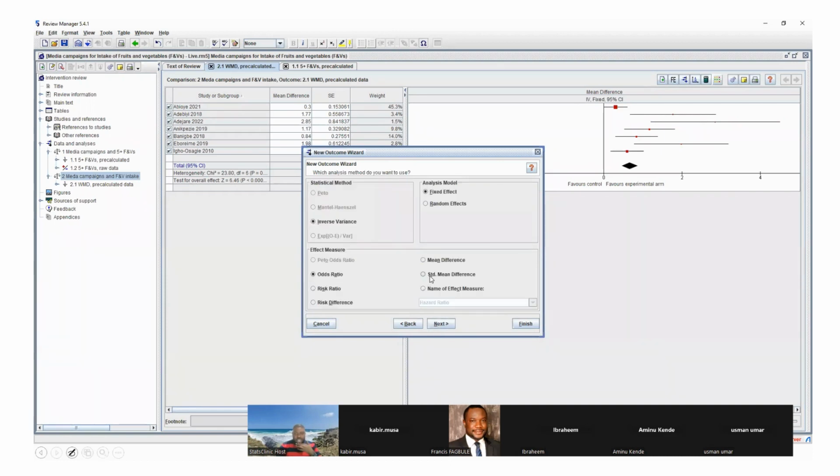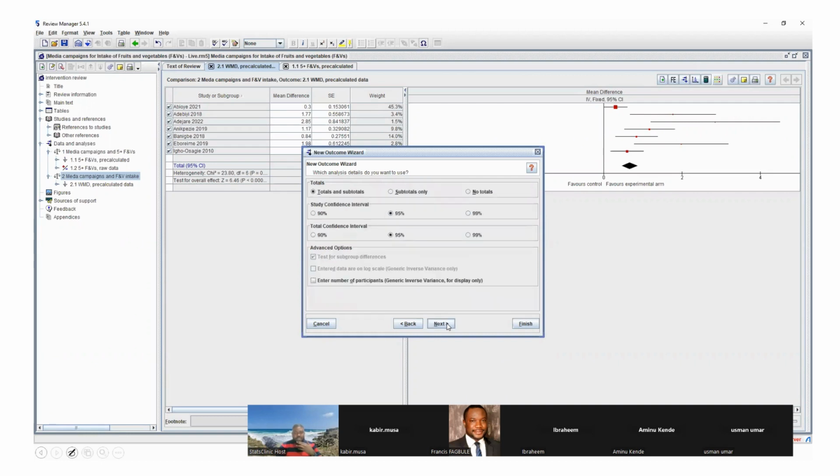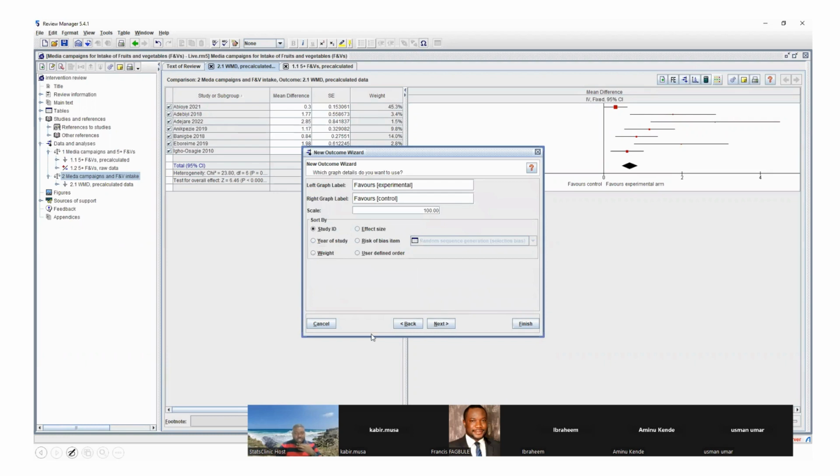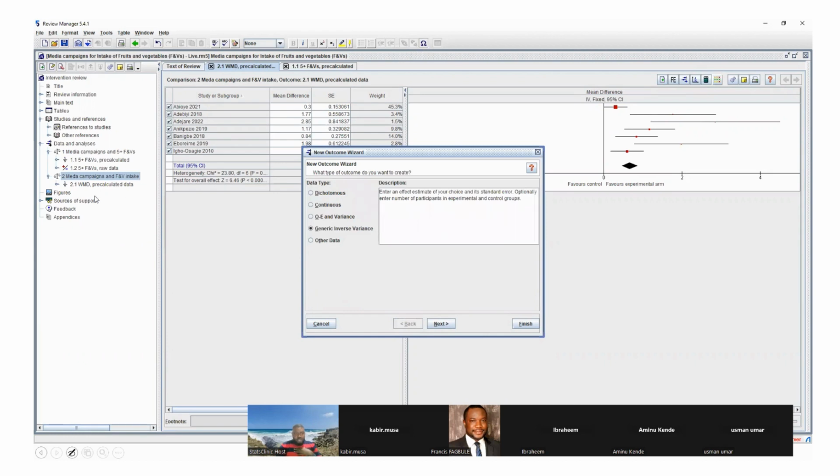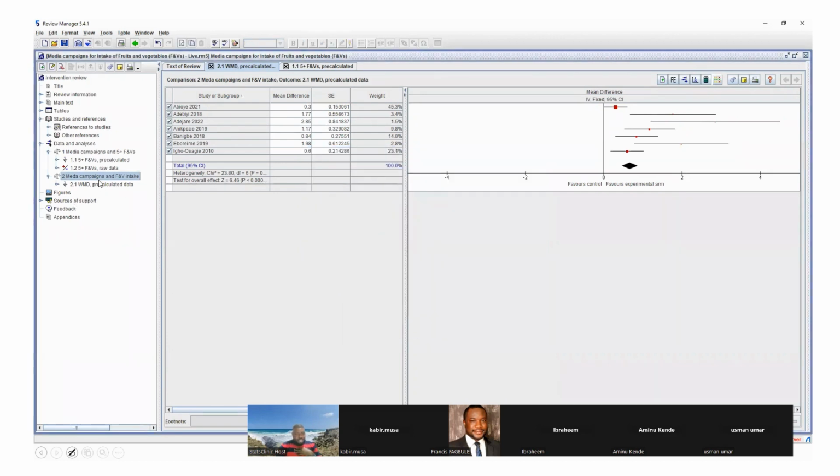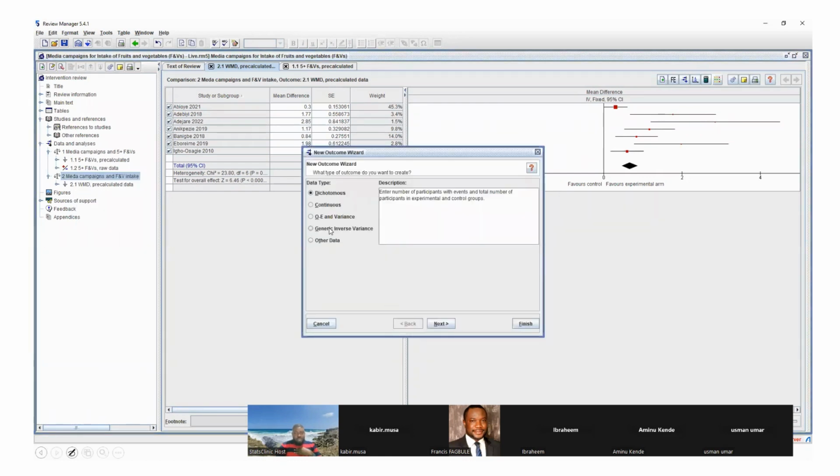Next, so here you will click standardized mean difference, and then you click next. You click next, and then you click finish. All right, let me go back so that you can see what I'm saying. So when you right click here on this comparison, it will ask you to add outcome, and then you choose generic inverse variance because this is pre-calculated data. You click next, and here we're saying standardized mean difference, pre-calculated data.